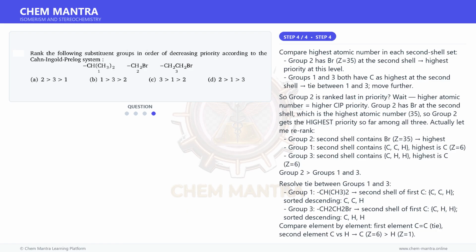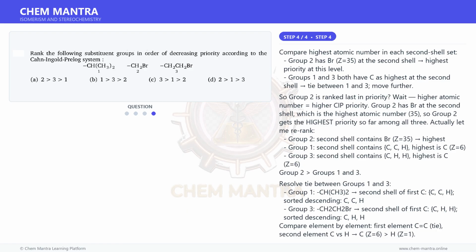So 2 above 3. For group 1 versus group 2, group 2 still has Br at the second shell versus group 1, which has only C and H. So 2 above 1. For group 1 versus group 3, group 1 second shell C, C, H versus group 3, C, H, H, group 1 above group 3. So order 2, 1, 3, which corresponds to option D.